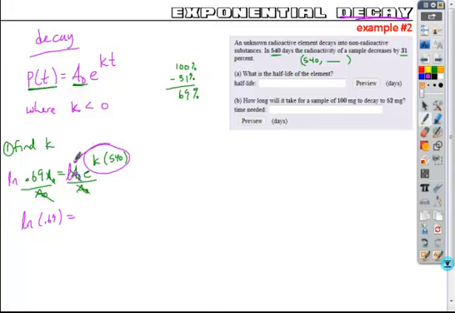taking the ln of both sides, we can move our 540k out front. The ln of e has a value of 1 when the input is equivalent to the base. And now we can solve for k by dividing both sides by 540. And this gives us our k value right here.